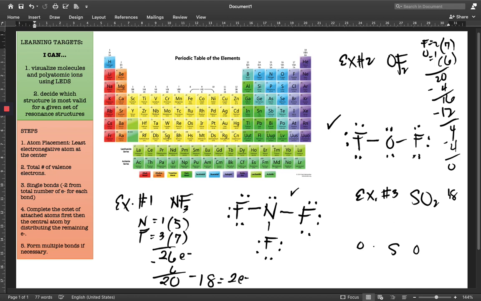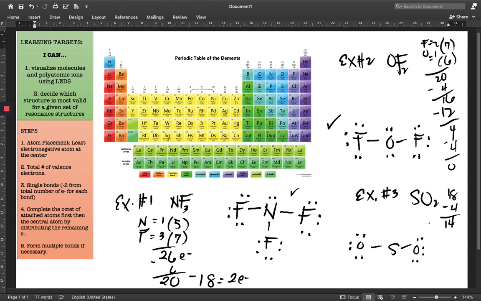Now, we make single bonds for our atoms to be connected to each other. So it's 1, 2, 3, 4, 18 minus 4. That is 14 valence electrons. If you have 14 valence electrons, we need to complete the octet of oxygen. So each oxygen atom needs 6 more valence electrons. So 1, 2, 3, 4, 5, 6, 7, 8, including the bonds. 1, 2, 3, 4, 5, 6, 7, 8.